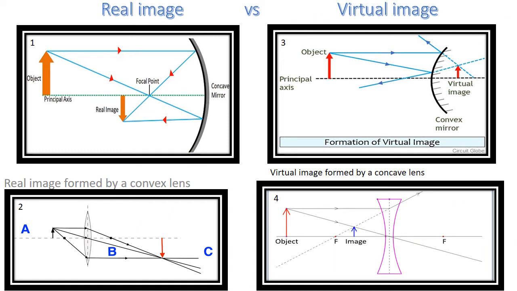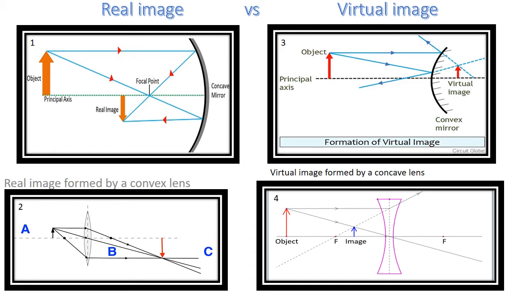Children, let us analyze the four ray diagrams given here and understand some of the differences between real image and virtual image. The first diagram is that of a concave mirror. You can see an object that is kept upright or erect. Two light rays are emerging out of the object, and after reflection they meet at a point, and there we see the real image. You can see the real image is inverted.